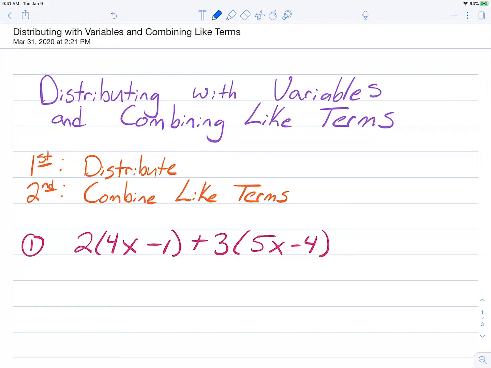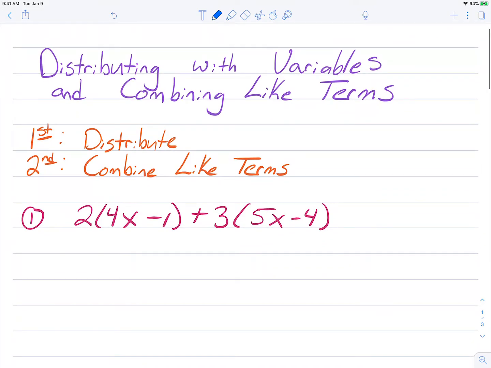Hello everyone. Today we are going to be distributing with variables and combining like terms. So some of this should look like review, but it's always good practice. The first thing we are going to be doing is distributing, and the second thing we're going to be doing is combining like terms, just like the title.